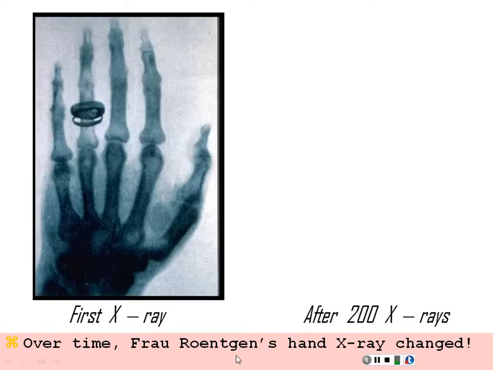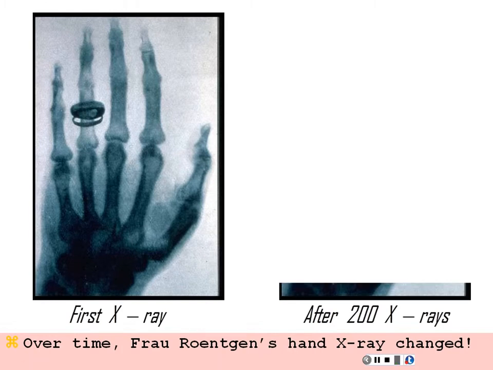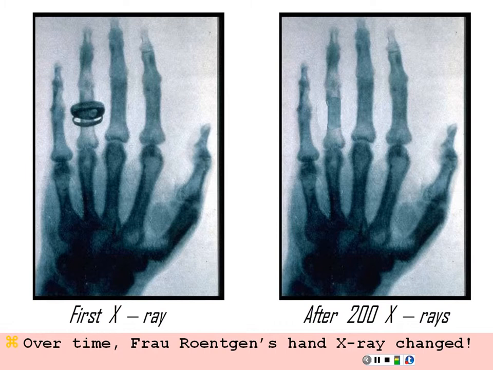And when they realized over time that the X-ray kind of started to deteriorate. The first X-ray, very nice image. After 200 X-rays of plopping the hand down, taking the X-ray, they found that some features of the X-ray had started to diminish. Very interesting.